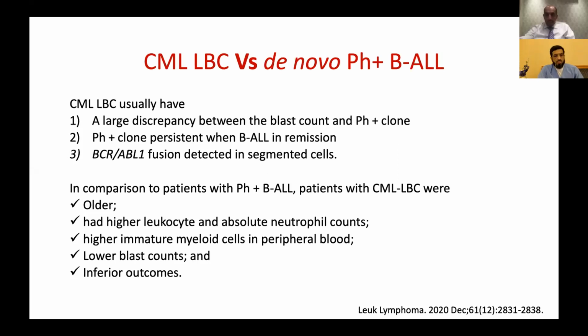In comparison to patients with Ph-positive B-ALL, patients with CML lymphoid blast crisis are usually older, they tend to have a higher leukocyte count and neutrophils, they tend to have higher immature myeloid cells in peripheral blood, they tend to have a lower blast count, and they usually have an inferior outcome.